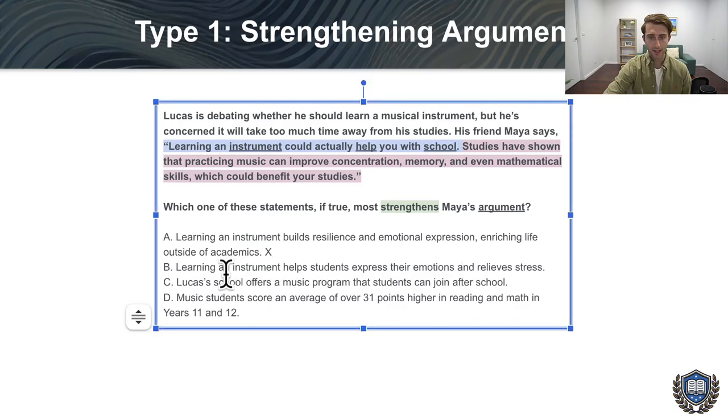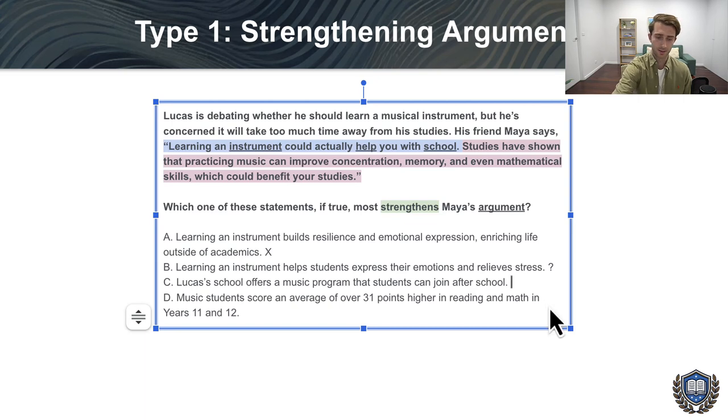B, learning an instrument helps students express their emotions and relieve stress. Interesting. So again, this is a benefit of learning an instrument, but it's not linked to school. So although it sounds pretty good, it's a pretty good answer. It's a benefit of learning an instrument. And you could say that expressing their emotions and relieving stress could help you at school. It doesn't mention school in the answer. And so I would say this one's a question mark. It could be a good option, but because it's not directly linked to school, I have a sense that it might not be correct.